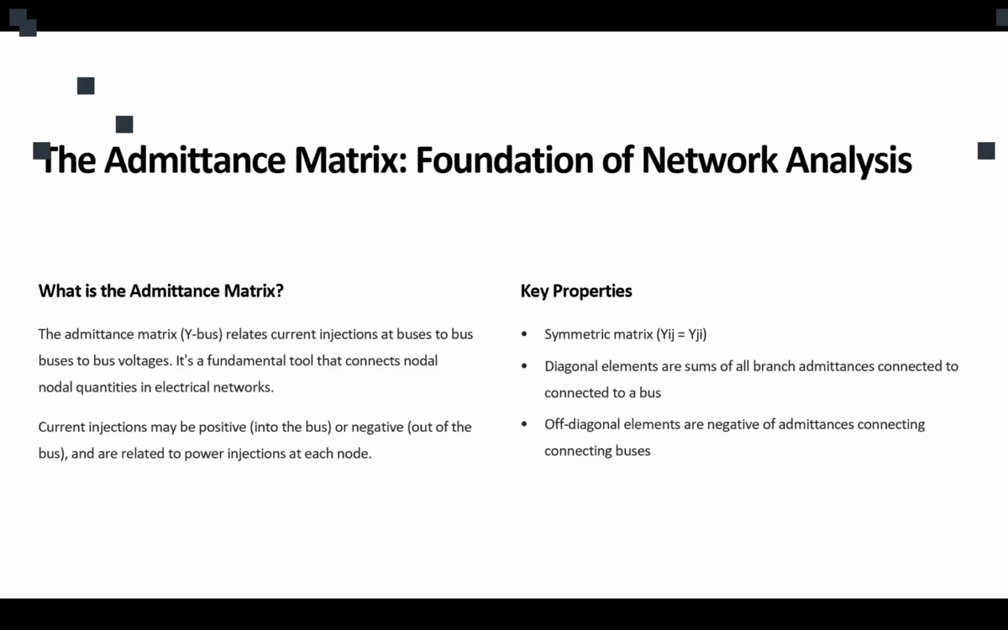Now, there are several key properties of the admittance matrix. We are going to see how we could shape the admittance matrix from the grid in the next slides, but let's talk about the properties first and get over with that, then we go to how we could develop the admittance matrix from an actual grid. The first property is that the admittance matrix is symmetric.